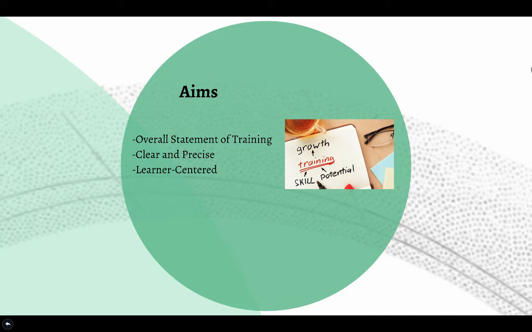Aims are overall statements of what you hope the training event will achieve. Writing learning aims is a fairly straightforward process. Keep your language clear and precise, and try not to have too many little aims. Avoid ambiguity or aims that might be open to interpretation.